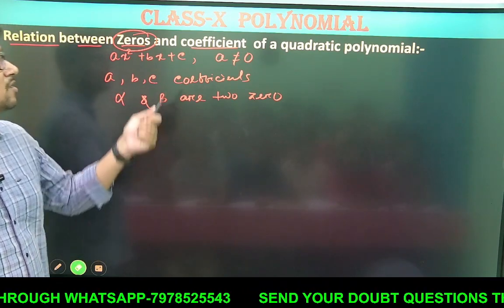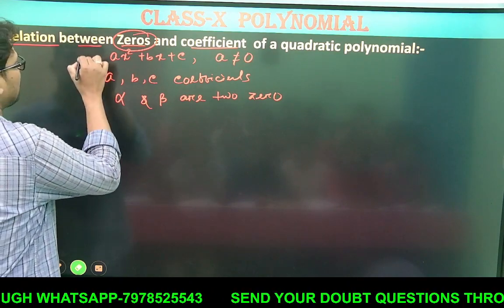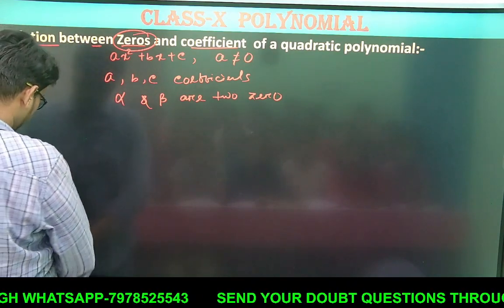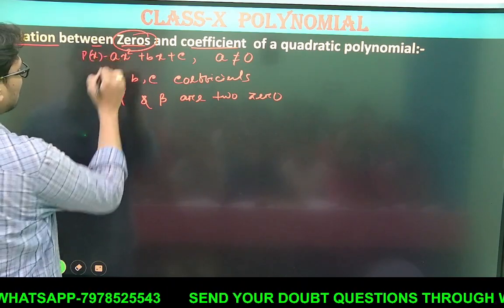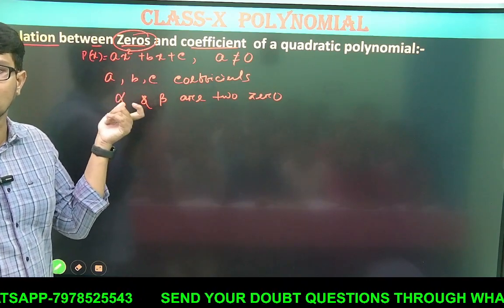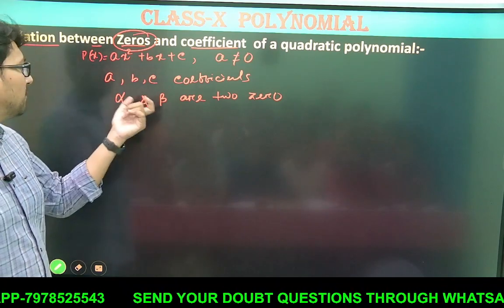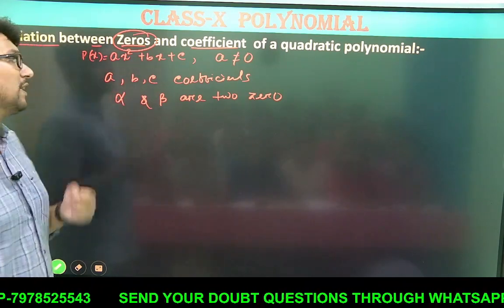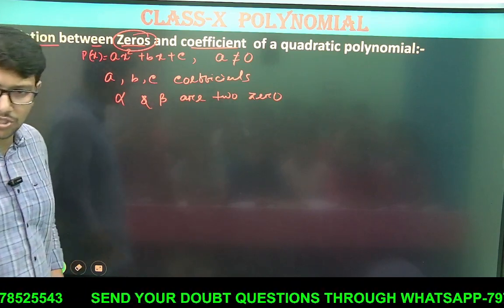We have assumed alpha and beta are the zeros of this polynomial. Means if this is p of x, then p of alpha is how much? P of alpha equals? 0. P of beta equals? 0. Because alpha and beta are the two given zeros.